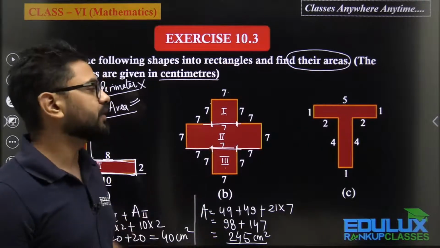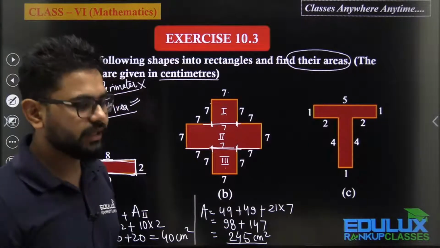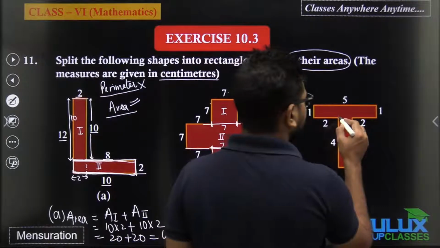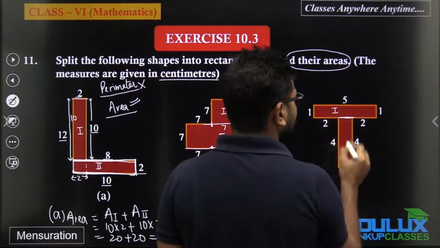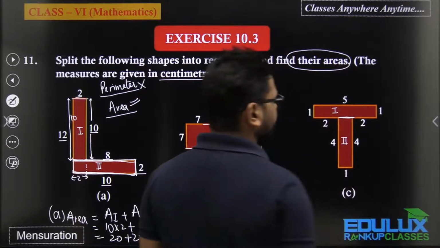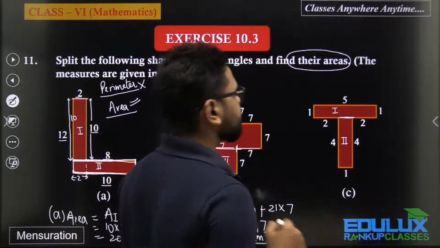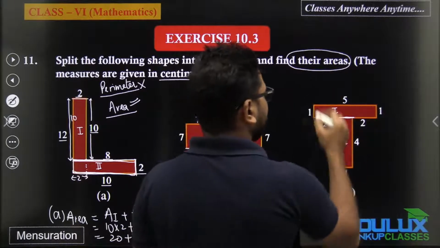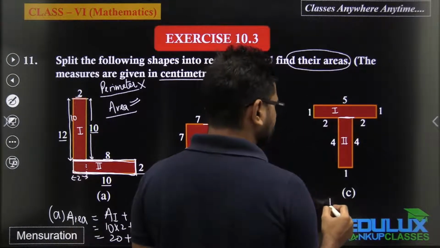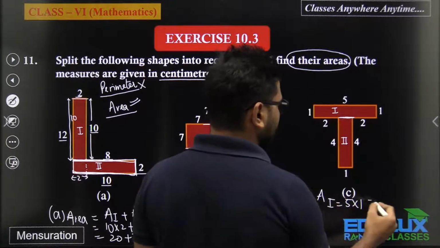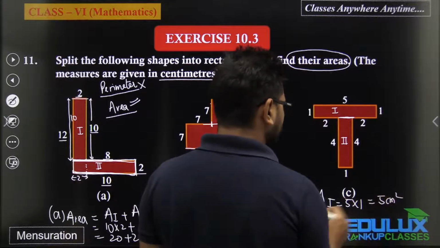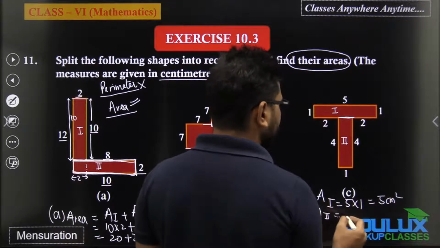Now it's time for the third figure that we are going to find the area. We can simply divide it by drawing a line like this into two rectangles. One is this rectangle and second is this rectangle, है ना? So in first rectangle the length is 5 and breadth is 1. So area of first rectangle कितना बन जाएगा? This is simply 5 into 1. Area of first rectangle is equal to 5 centimeter square, and area of second rectangle will be how much?